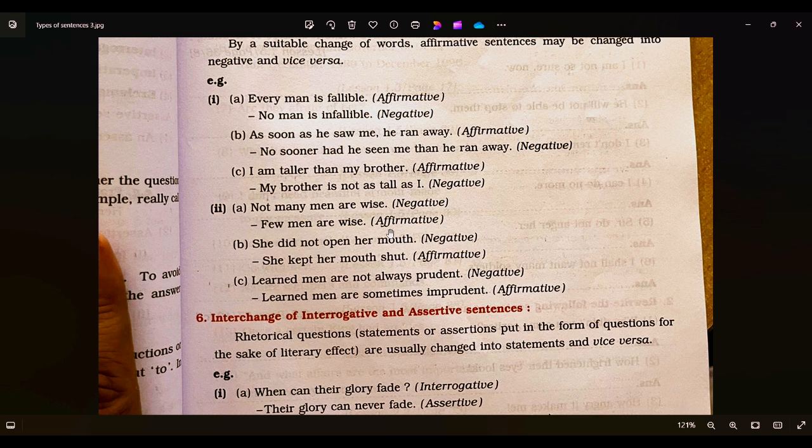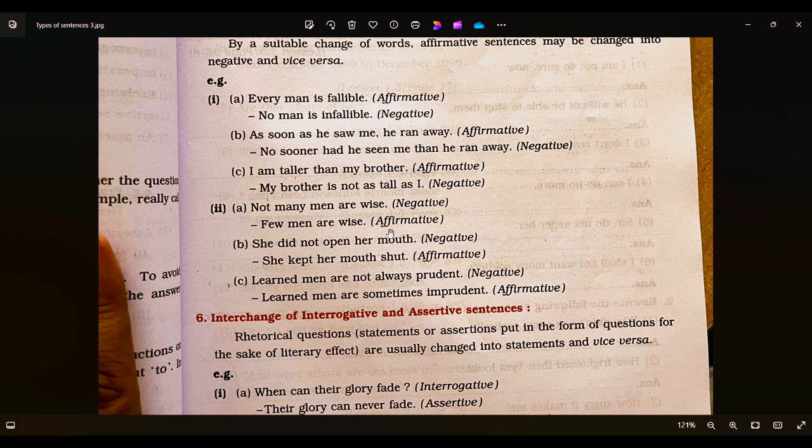Another example, she did not open her mouth. The negative word not is there, and instead of saying open her mouth, we say kept her mouth shut. So you can see here, not a noun, not an adjective, but the verb open and shut. The verb is taken opposite. I told you already that when you are making it negative or opposite, you are supposed to make a noun, verb, or adjective into the opposite word. So here this is the example of a verb which is opposite.